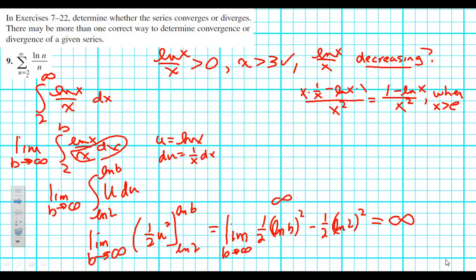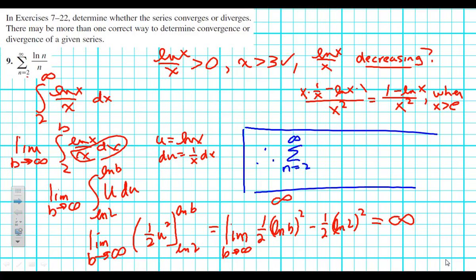That integral diverges. Therefore, the series from n equals 2 to infinity of natural log of n over n diverges by the integral test.